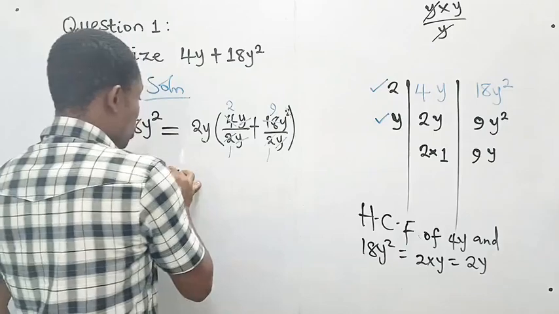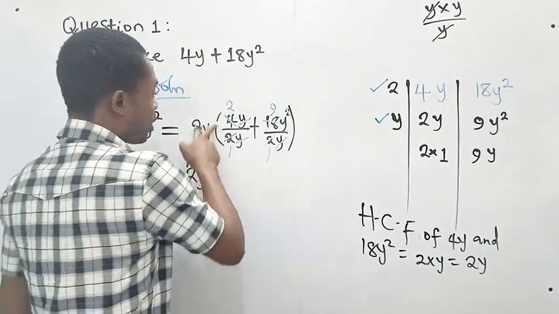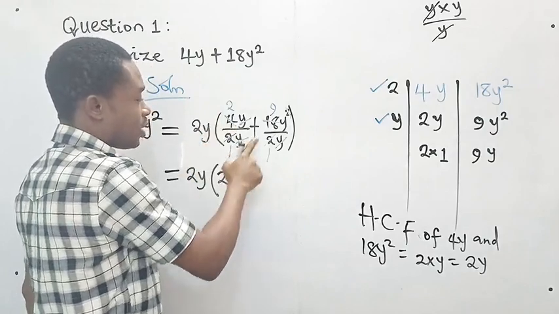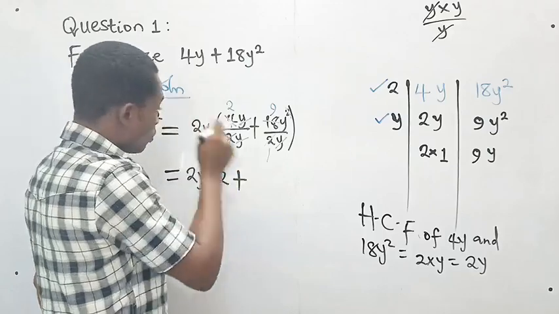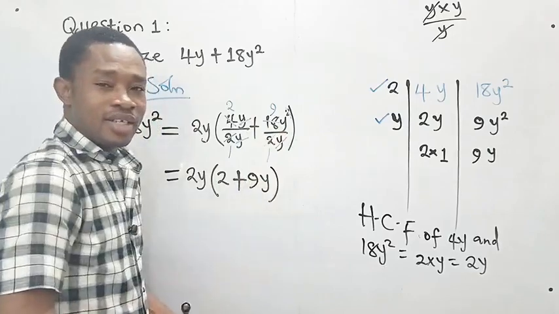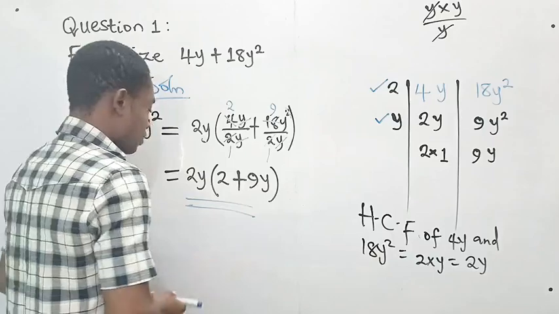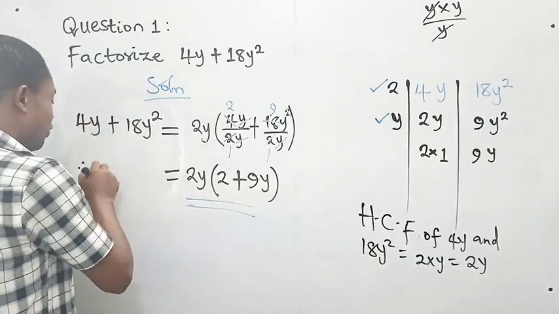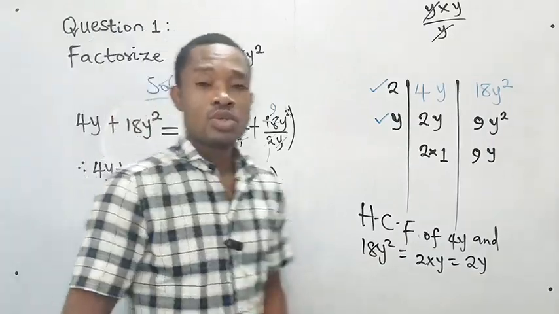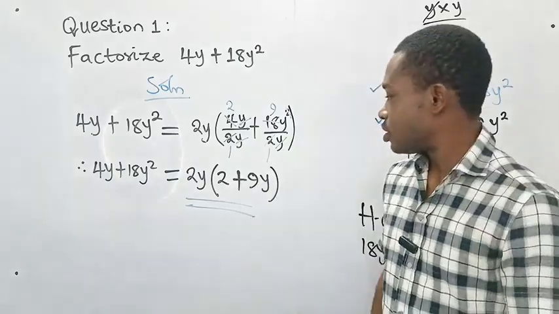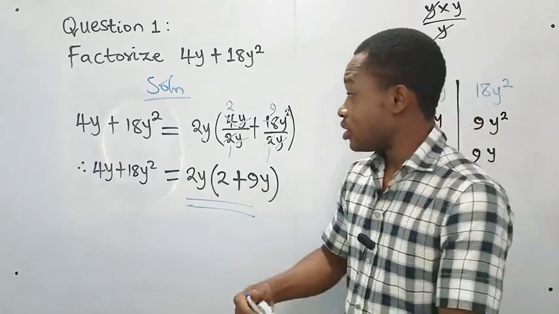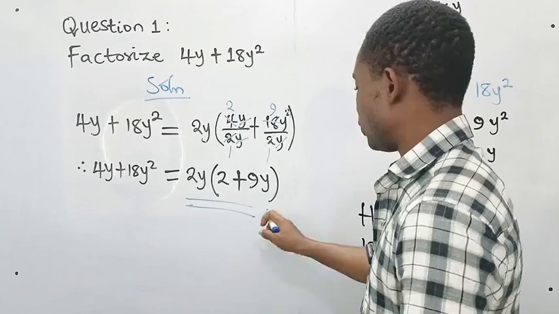Having done this, this will be equal to 2y, then open bracket. What do you have here? 2. Are you following? You have 2 here, then plus. What do you have here? 9y. And this is how simple you solve this problem. We conclude, therefore, 4y plus 18y squared equal to 2y, open bracket, 2 plus 9y. You have factorized this expression given to you.